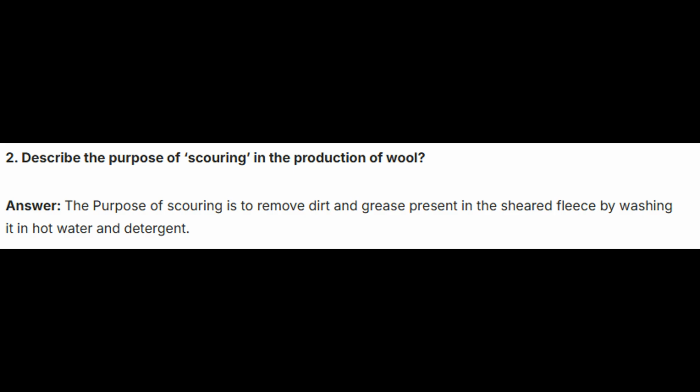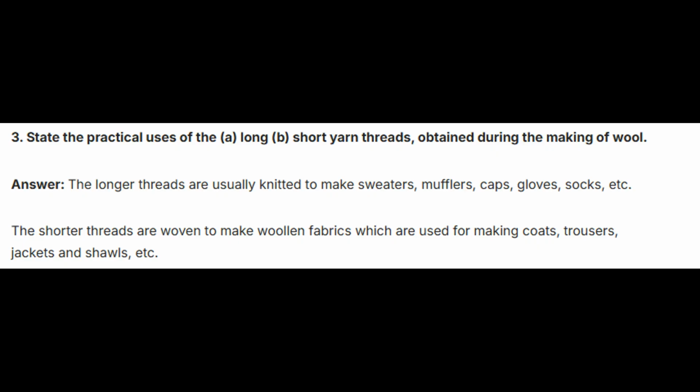Third, state the practical uses of the (a) long and (b) short yarn threads obtained during the making of wool. Answer, the longer threads are usually knitted to make sweaters, mufflers, caps, gloves, socks, etc. The shorter threads are woven to make woolen fabrics which are used for making coats, trousers, jackets, and shawls, etc.